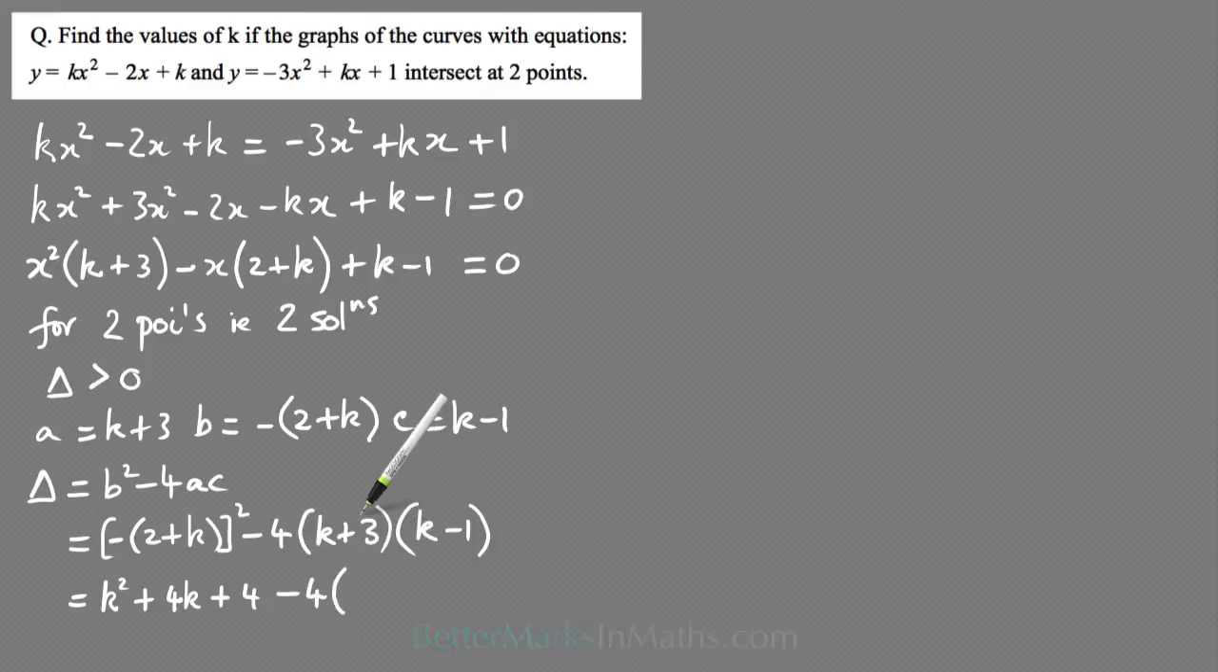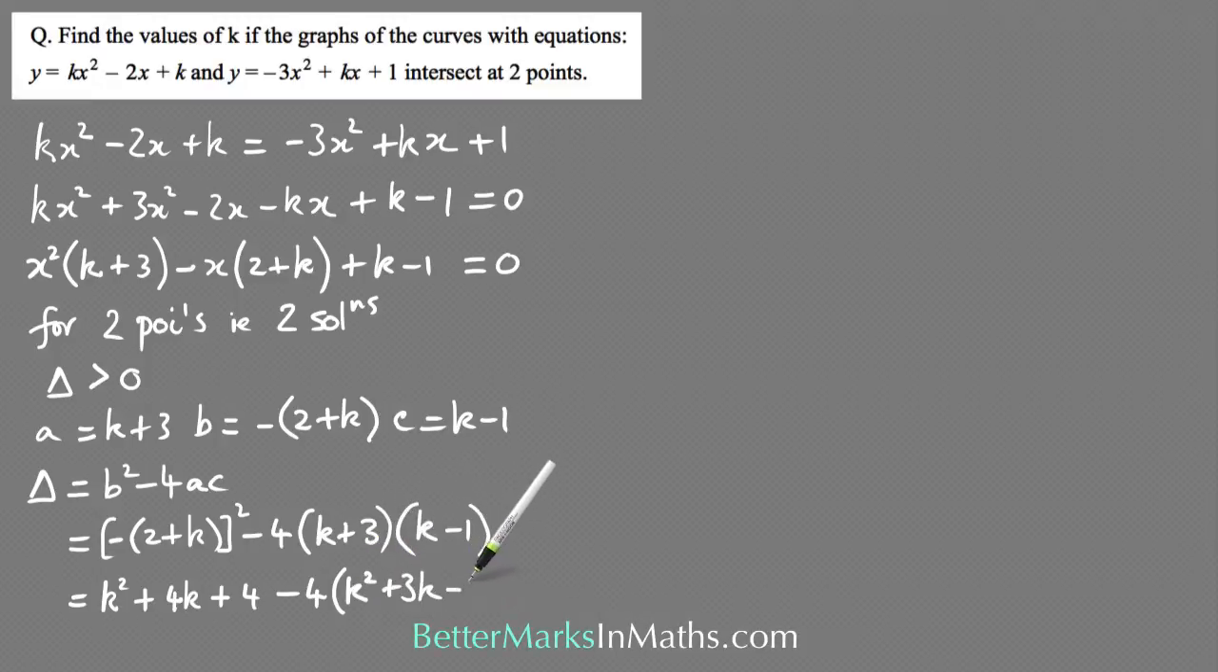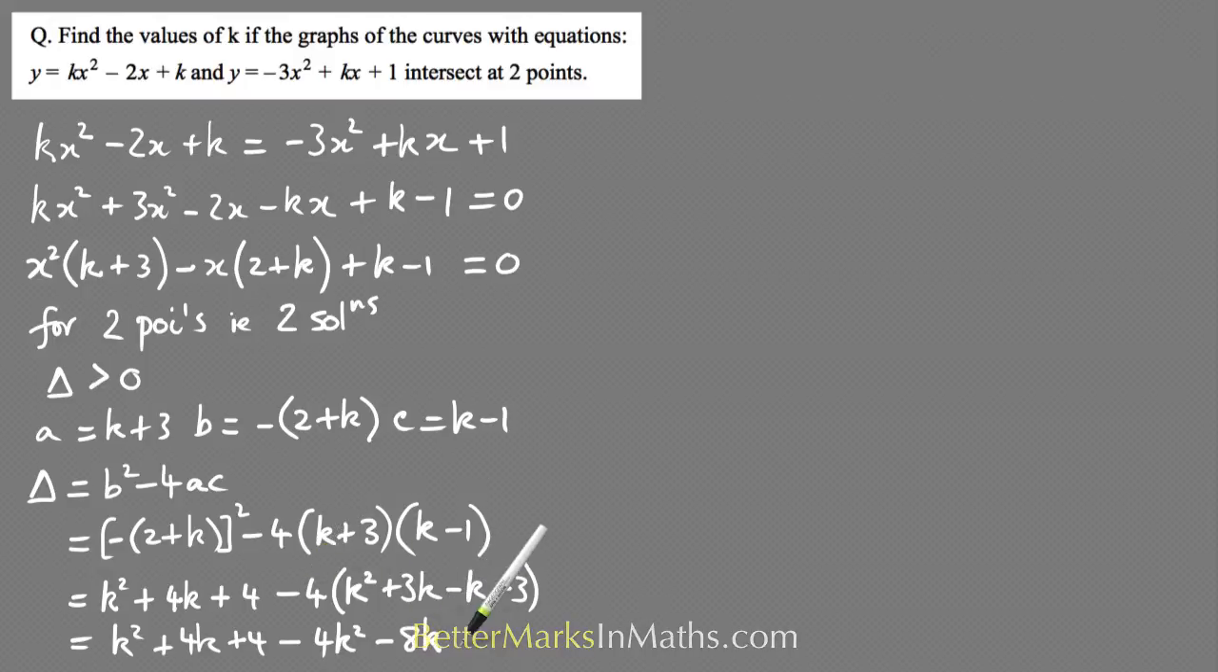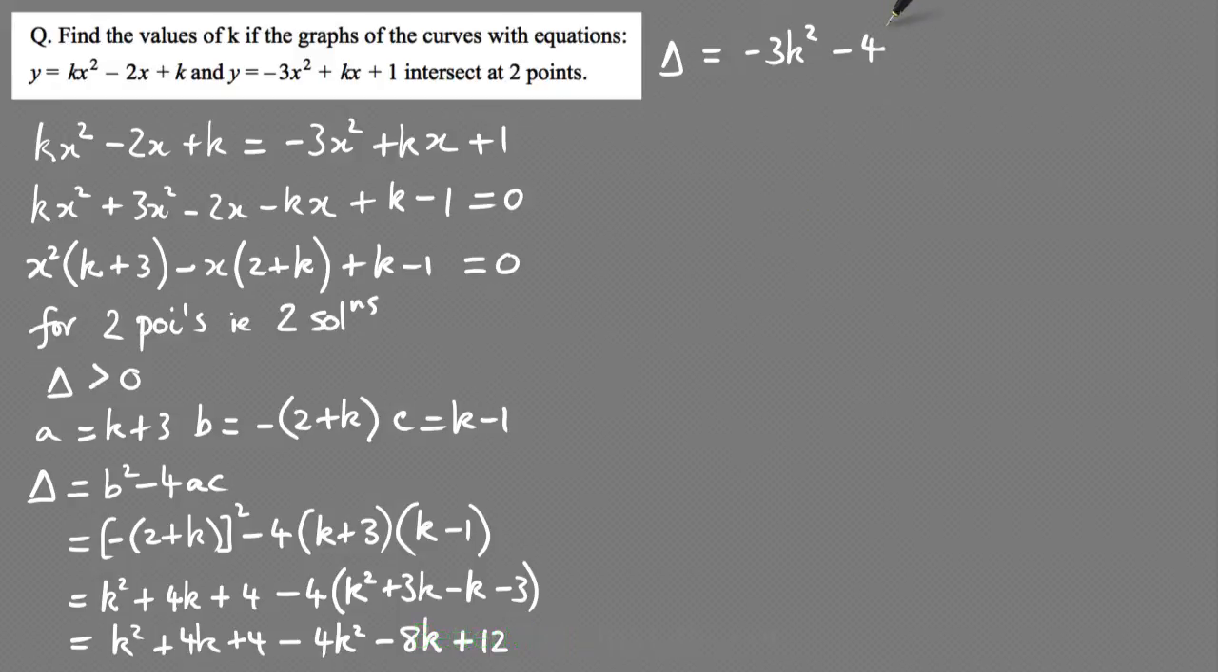4 bracket, and then expanding these two, you get k squared plus 3k minus k, and then minus 3, and then expanding that last bracket, so k squared plus 4k plus 4, and then minus 4k squared. Now this is 2k times by minus 4 is minus 8k, and then minus 3 times minus 4 is positive 12. So then delta is equal to, so k squared minus 4k squared is minus 3k squared, then 4k minus 8k is minus 4k, and then the last two things, 4 plus 12 is 16.